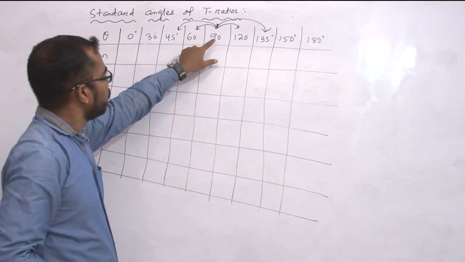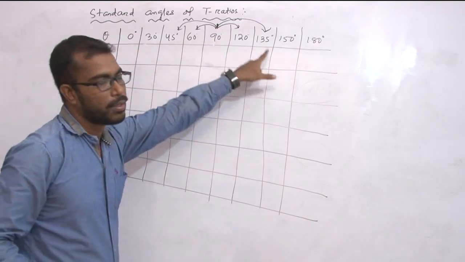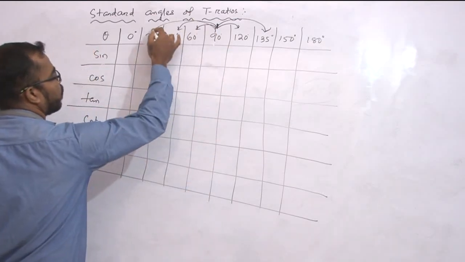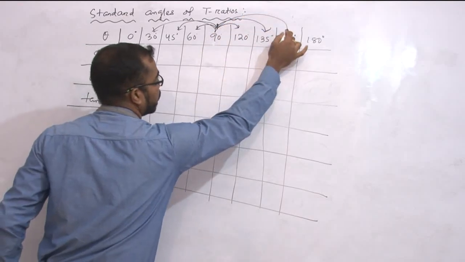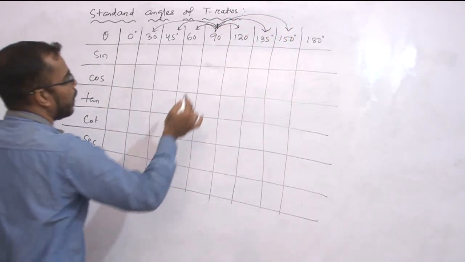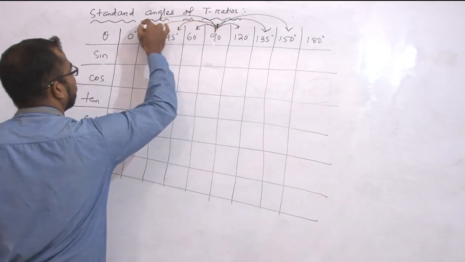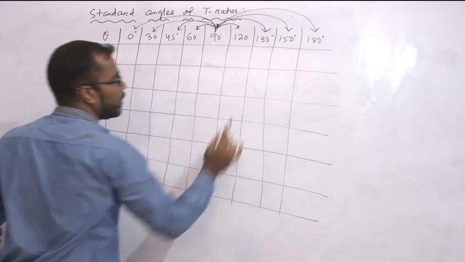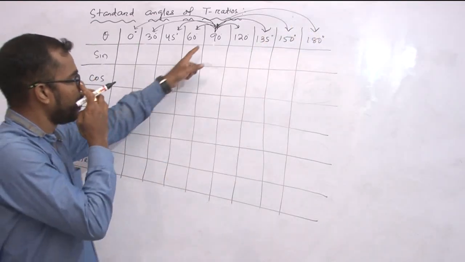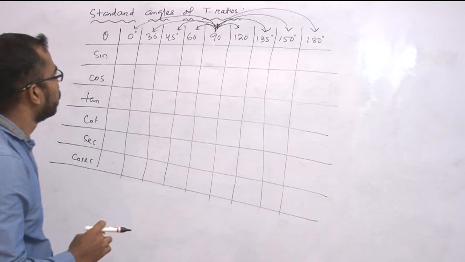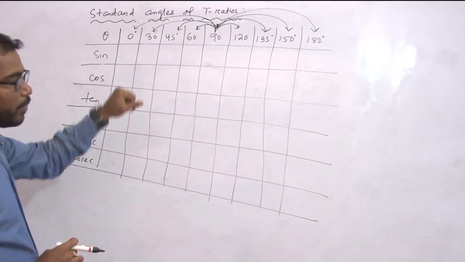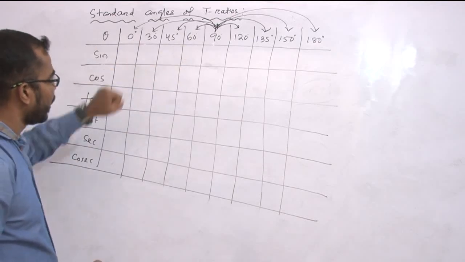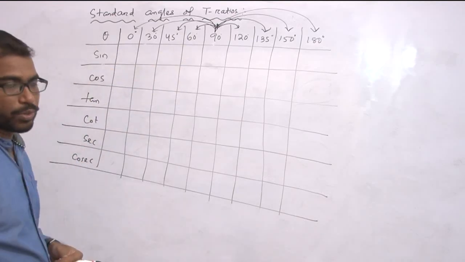So as you know, here is the lesser part and here is the greater part. If we subtract 60 degree, then we get 30. If we add 60 degree, then we get 150. Similarly, if we subtract 90 degree, then we get 0 degree. If we add 90 degree, then we get 180 degree. So this is the middle part of the table.